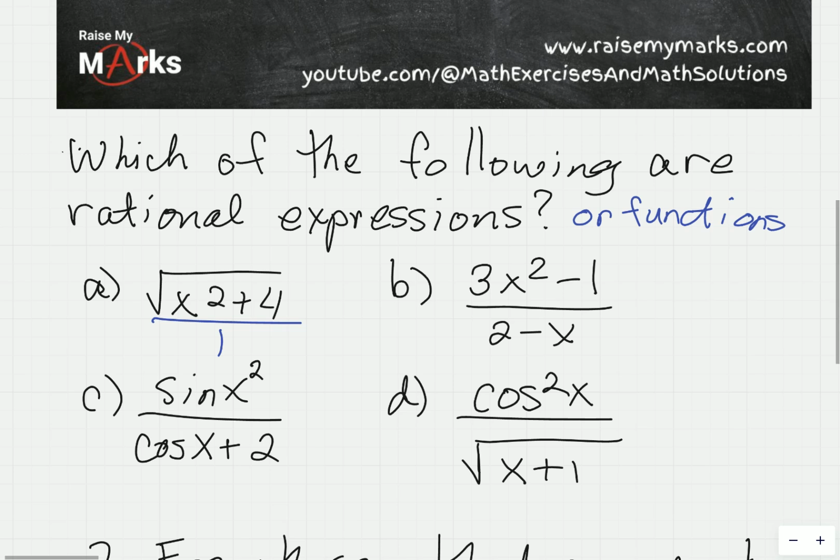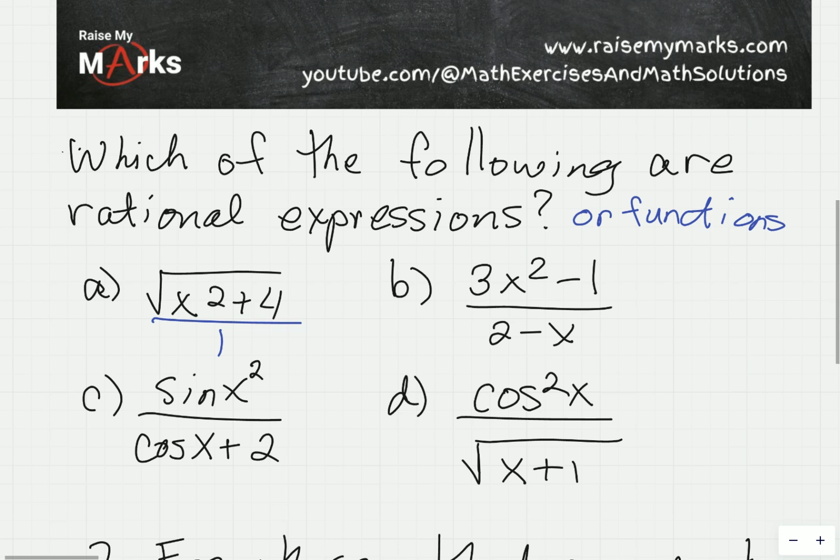So in the numerator, we have the square root of x squared plus 4. So x squared plus 4 is a polynomial, but the square root is not. So this is not a polynomial fraction, so this is not a rational expression.